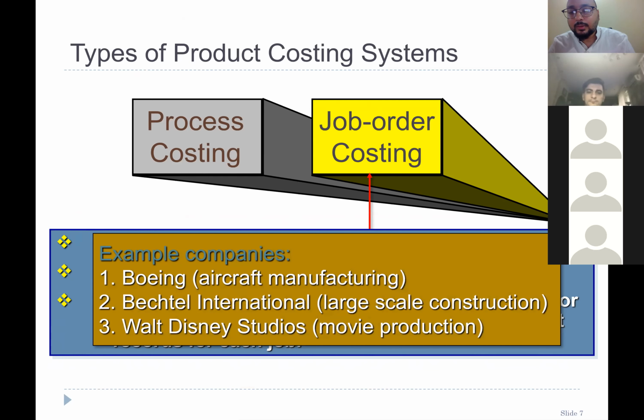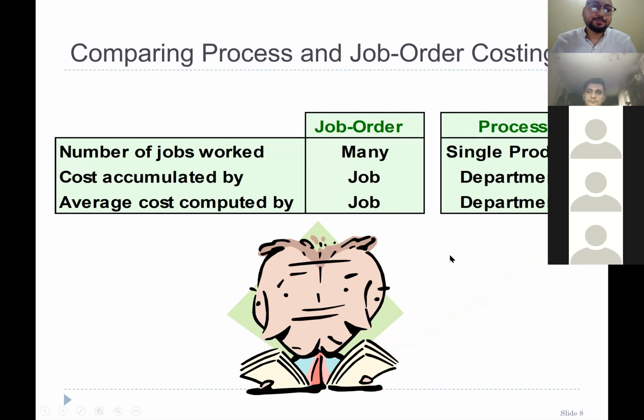Similarly, Walt Disney Studio movie production, every movie is a different one. Some movies require a huge budget, some a low budget, right? Different stories and all those things, different characters, graphics involved.